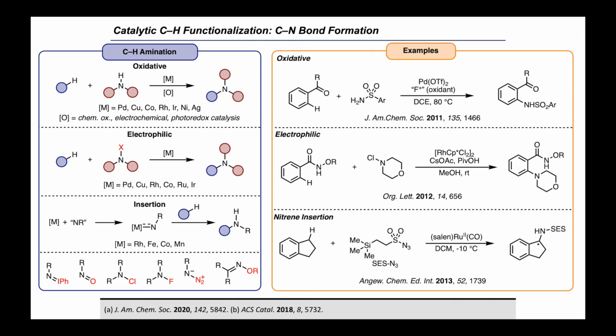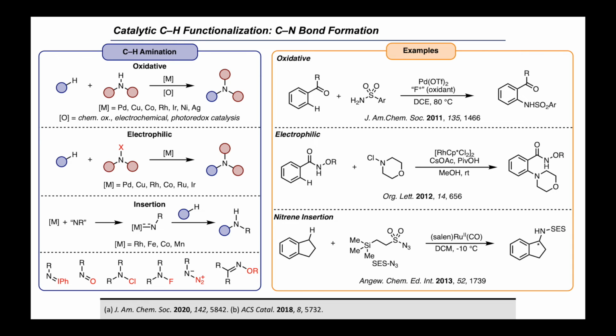Shown here are three general classes of C-H amination reactions. Oxidative C-H amination reactions utilize simple amine or amide coupling partners and require an external oxidant to turn over the catalytic cycle. Electrophilic C-H aminations are methods that utilize pre-oxidized nitrogen sources and thus avoid the need for an external oxidant. A few examples of common pre-oxidized nitrogen sources are shown here, such as N-haloamines, azides, and oximes.